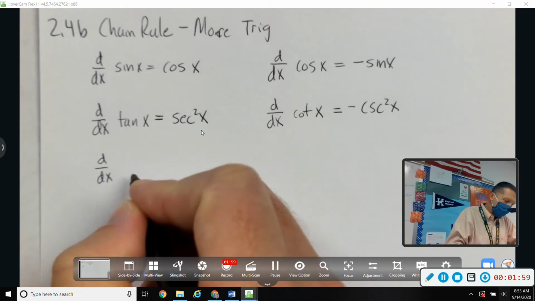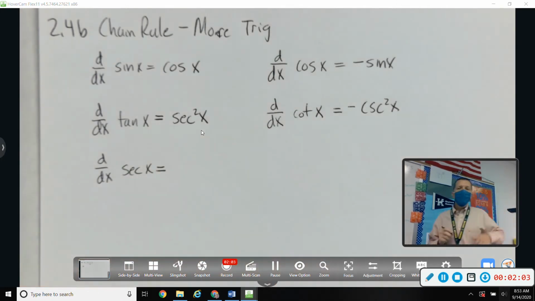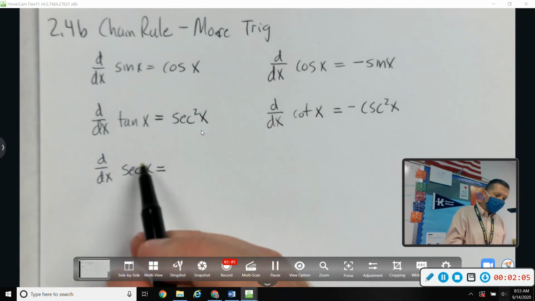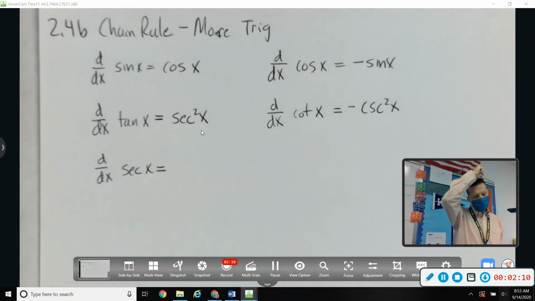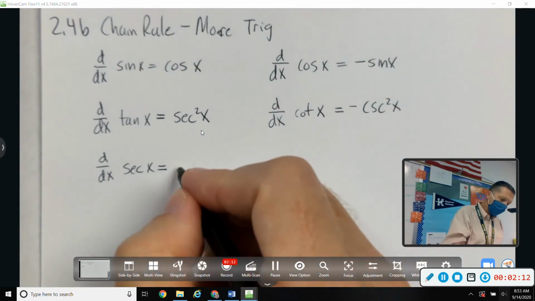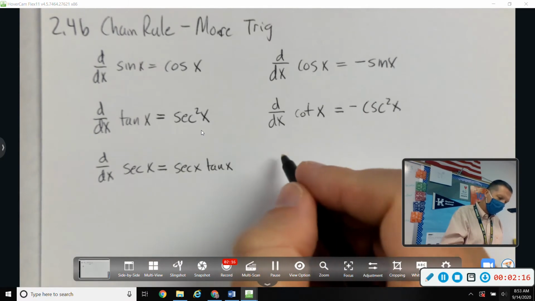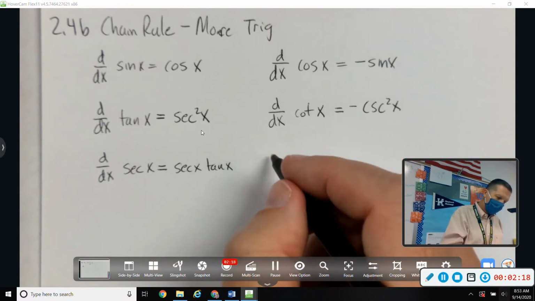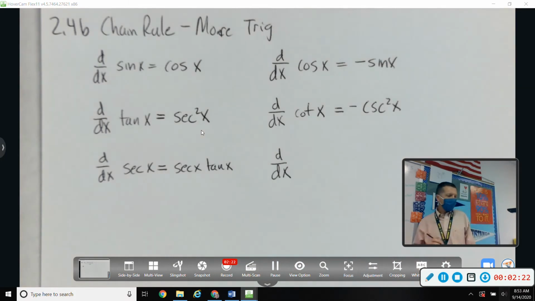And lastly, the derivative of secant. And again, you could derive this on your own. If you rewrote secant as 1 over cosine, and then use the quotient rule, you would eventually get to secant x tangent x. Derivative of secant is secant x tangent x.